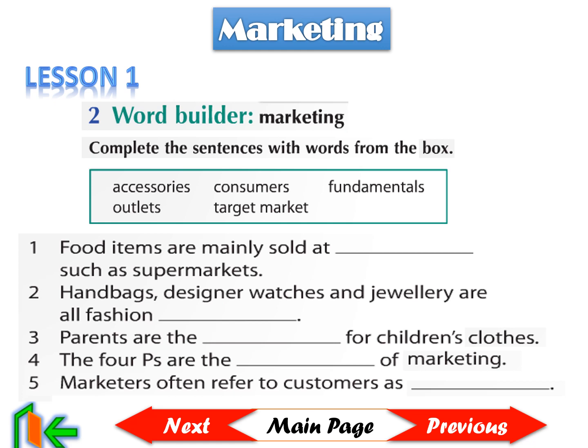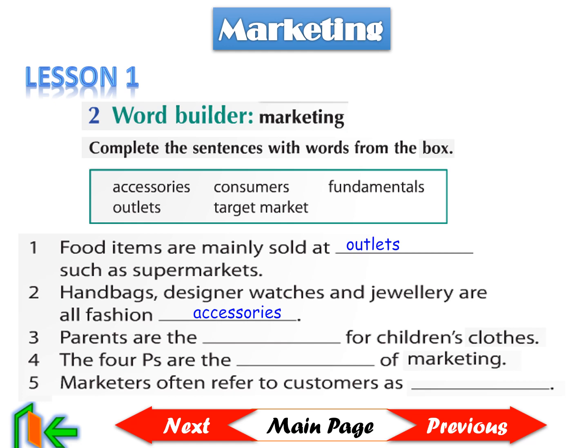Next. Food items are mainly sold at outlets. I told you that an outlet is a place where a certain kind of goods or product is sold, so supermarkets are outlets. The second one: handbags, designer watches, and jewelry are old-fashioned. When you buy a handbag or a watch or jewelry, is it essential or just an accessory? So handbags, designer watches, and jewelry are old-fashioned accessories.